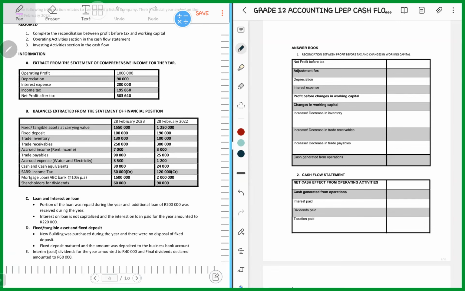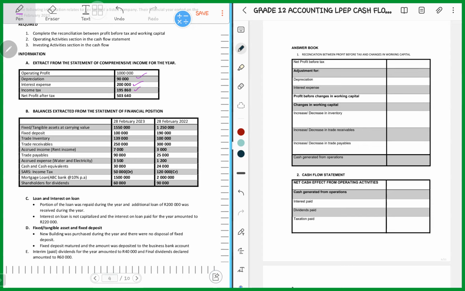Okay, we're going to start with extract A. They are saying extract from the statement of comprehensive income for the year. Then we are given depreciation. We know that depreciation, we're going to use it when we adjust our profit. We also have the income tax. We have the interest expense. We are going to use the interest expense to adjust our profit. We can use the income tax to calculate the income tax that was paid, and we also have the net profit after tax.